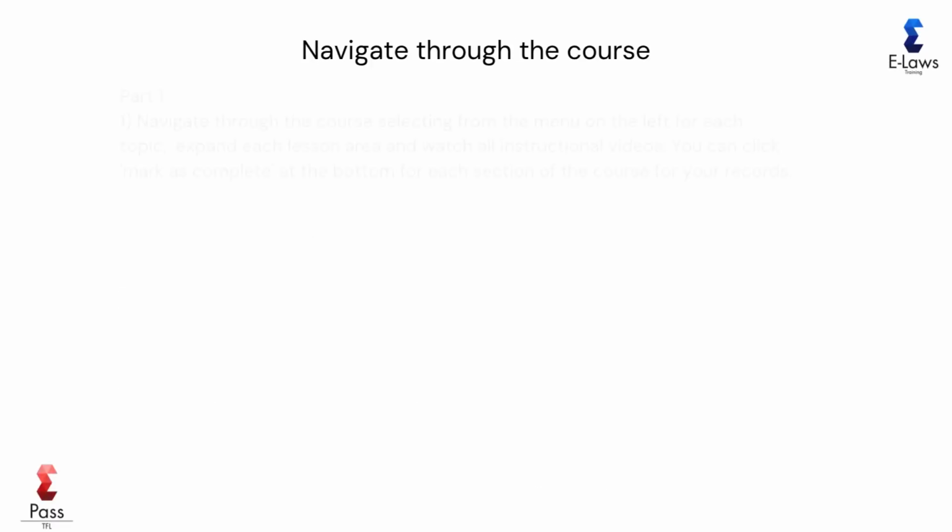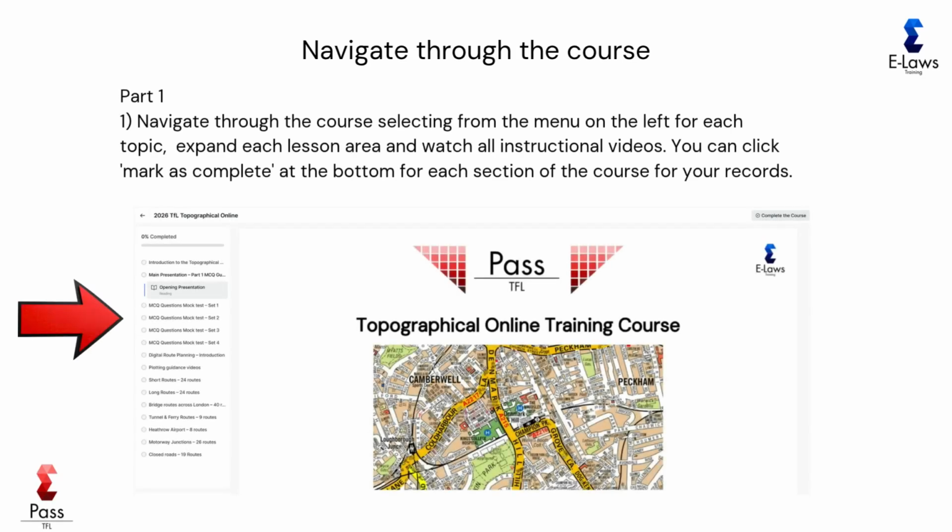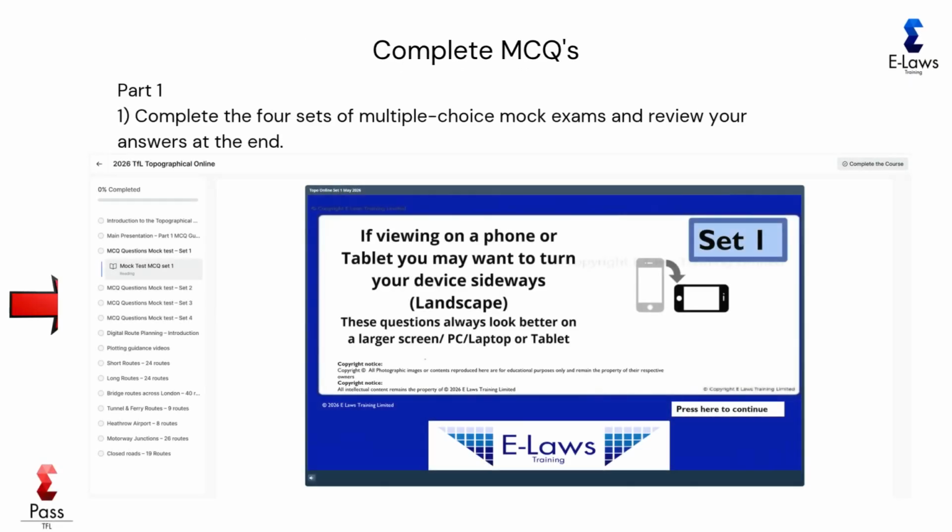Navigate through the course by selecting topics from the menu on the left. Expand each lesson area and watch all instructional videos. You can click Mark as complete at the bottom of each section for your records. Complete the 4 sets of multiple-choice mock exams. After finishing, review your answers thoroughly to understand any mistakes and reinforce your learning.